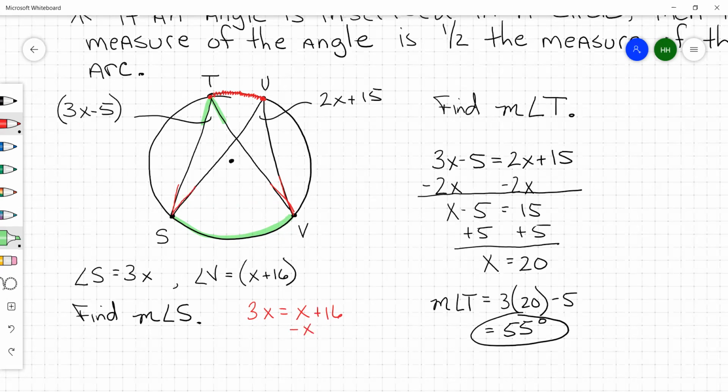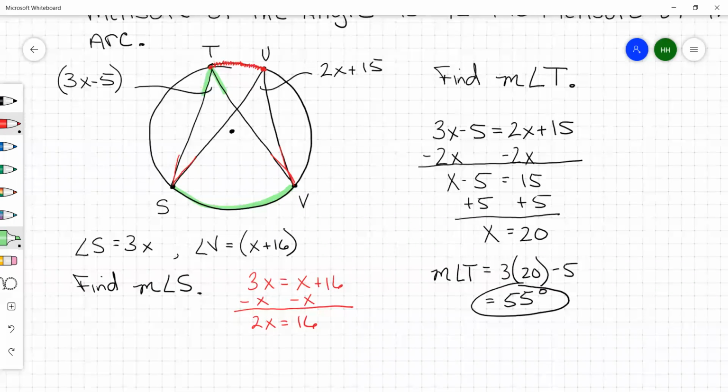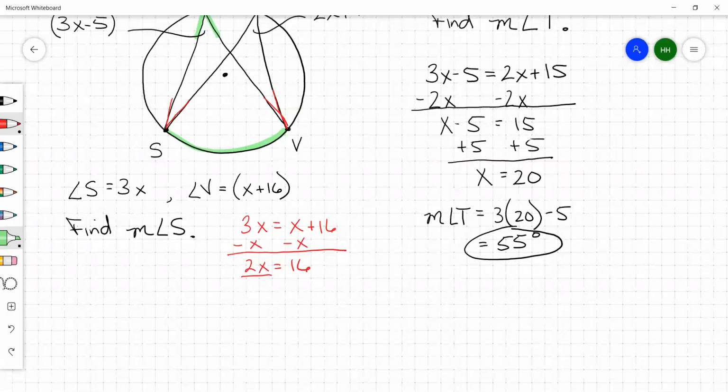So we can solve for x again. And then substitute. All right, so if x is equal to 8, then the measure of angle S is equal to 3 times 8, 24 degrees.